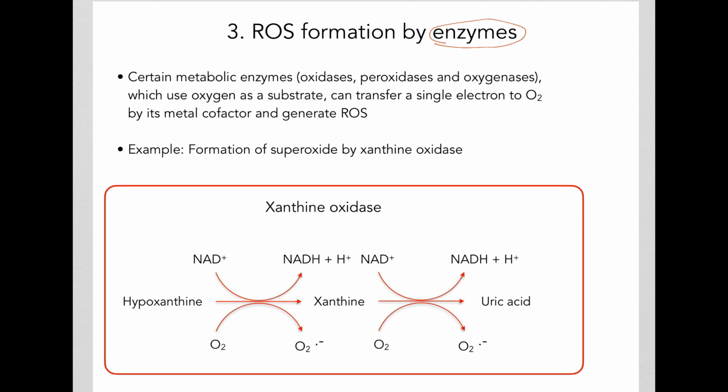There are several enzymes, examples being oxidases, peroxidases, as well as oxygenases, which we have talked about under metabolism. These enzymes use oxygen as a substrate, and in the mechanism of these enzymes, they can transfer a single electron to oxygen, especially by the metal cofactor, and generate ROS. Here's an example of the enzyme xanthine oxidase that converts hypoxanthine into uric acid, and you can see in this reaction, superoxide is formed.